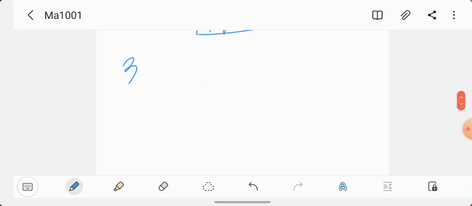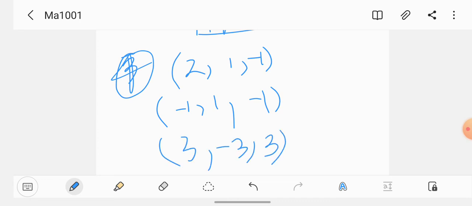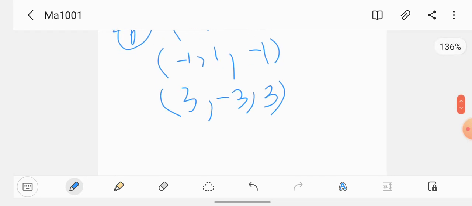Okay, we take a third example here, the fourth example of this session, which is (2, 1, -1), (-1, 1, -1), and (3, -3, 3). Okay, so this is the basis.